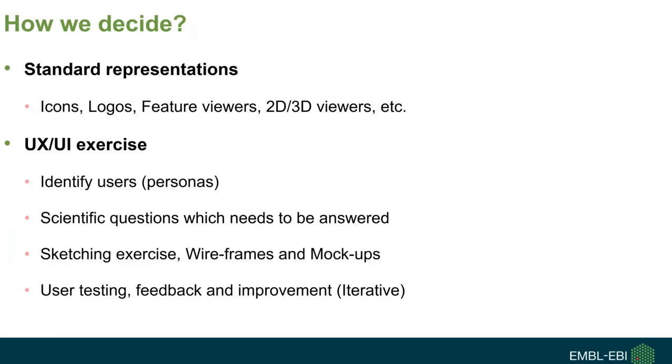So how do we choose a data visualization? In the beginning, we look for standard representations for a particular type of data. We look for standard icons, standard logos if there are any available, feature viewers, 2D, 3D views. And then we customize and extend these standard representations for our use.